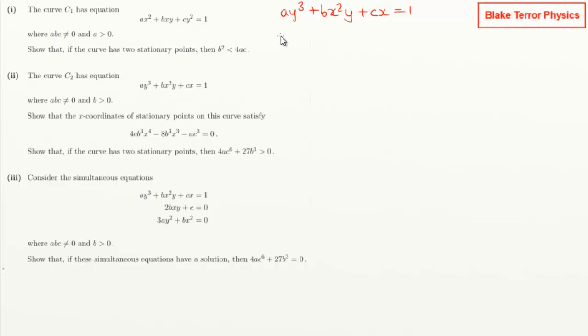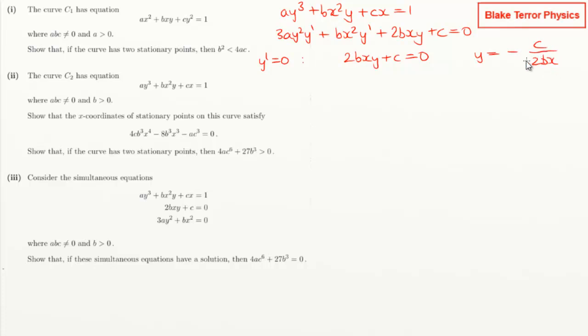Right, so I'm doing the same thing again. Differentiate with respect to x. It doesn't really matter again which one, but I'll differentiate with respect to x. So I'm going to get 3ay squared, I'll just do a y dash this time rather than doing all these dy/dx's, plus bx squared y dash plus 2bxy plus c equals 0. So again, y dash is equal to 0 is going to give that 2bxy plus c is 0. So y is minus c over 2bx, which is a little bit ugly, but there we go.